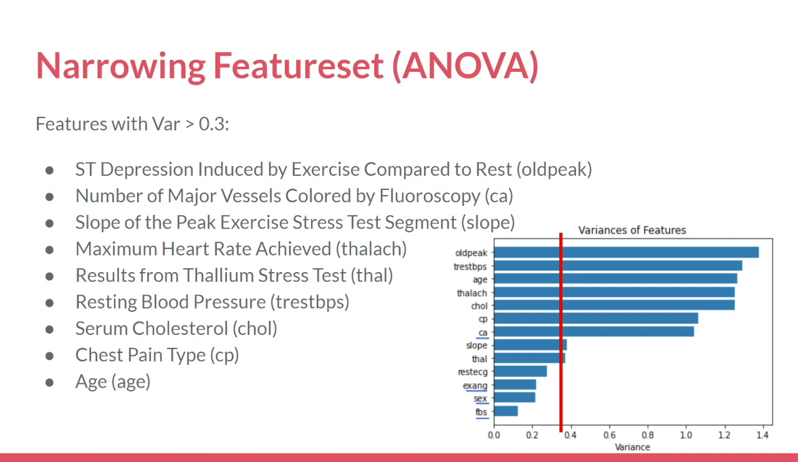Initially, we had 0.6, as you can see, just to distinguish from the higher ones, but this resulted in a lot lower accuracy when it came to doing our classifiers. So we included slope and the thallium stress test results and kept our variance threshold at 0.3, dropping essentially anything lower than that. As you can see there, we dropped 3 from the underlined ones. We dropped 3 that were most prominent in the previous slide.